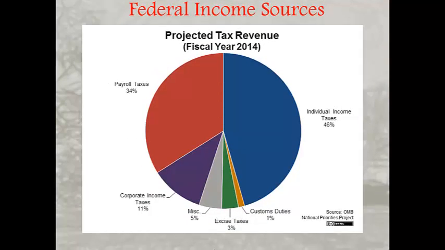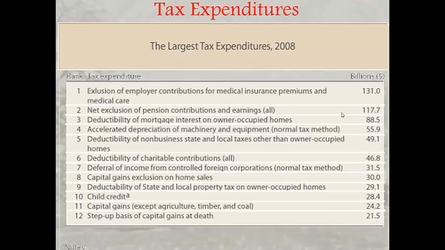So again, this is a look at our projected tax revenue. You saw it earlier. Just take another look and remember that the two biggest sources are payroll taxes and individual income taxes, with individual income taxes being a great deal more. These are the big tax expenditures, just to give you a sense of the sheer number of tax expenditures.